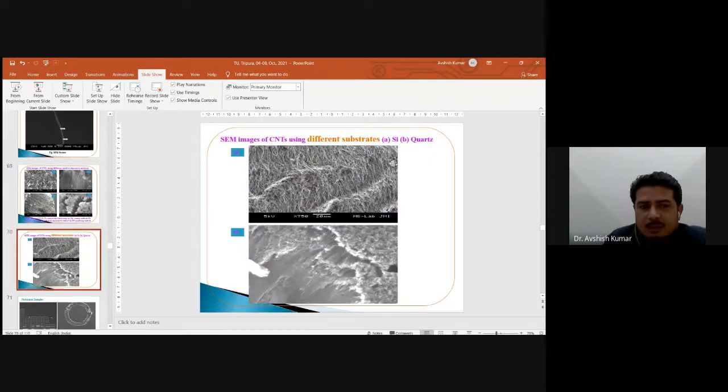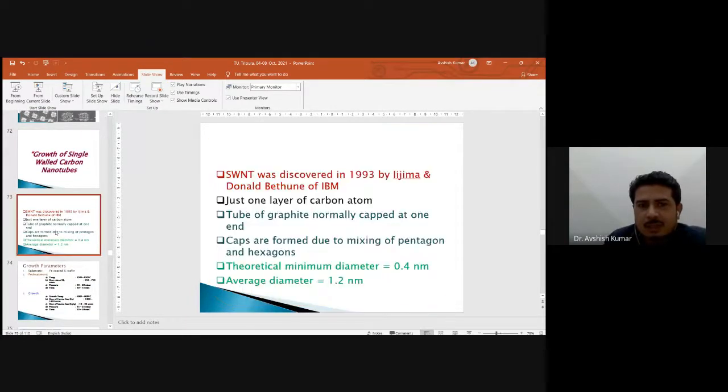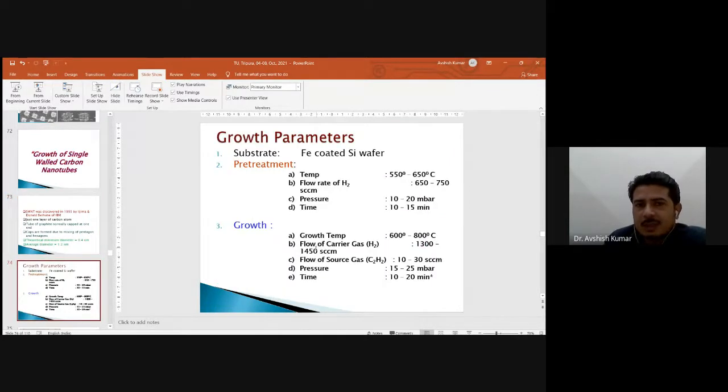I just want to go further and discuss single wall carbon nanotubes. These are the growth parameters for single wall carbon tubes. And as I told you, it is not an easy task to grow these single wall carbon tubes. With the PECVD system, we tried a lot.